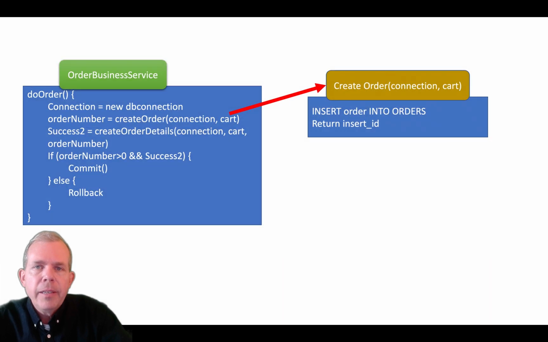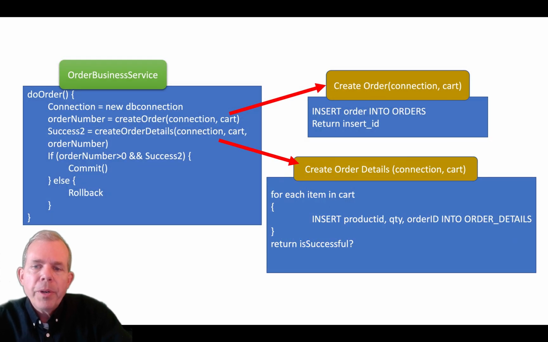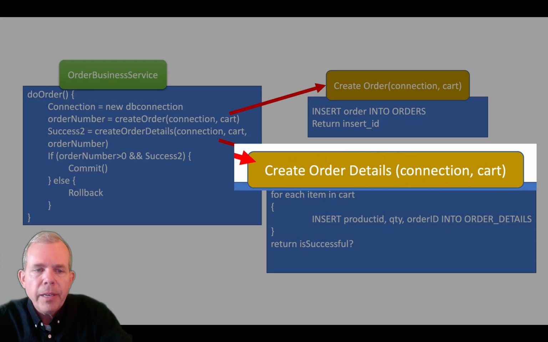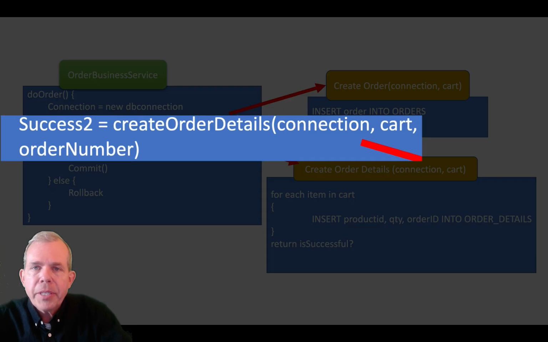So now, after we create the first line in the orders table, we're going to create multiple lines in the order details table. So you can see that we're going to receive the connection again, and probably the cart. And it looks like I forgot to put in here the order number. So by this time, we know which order number we're dealing with.